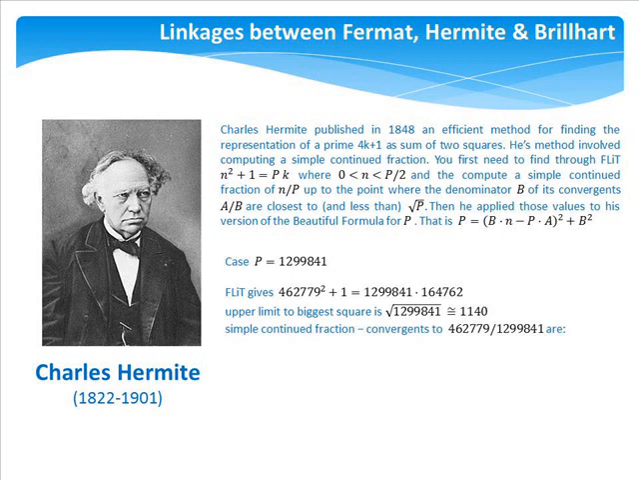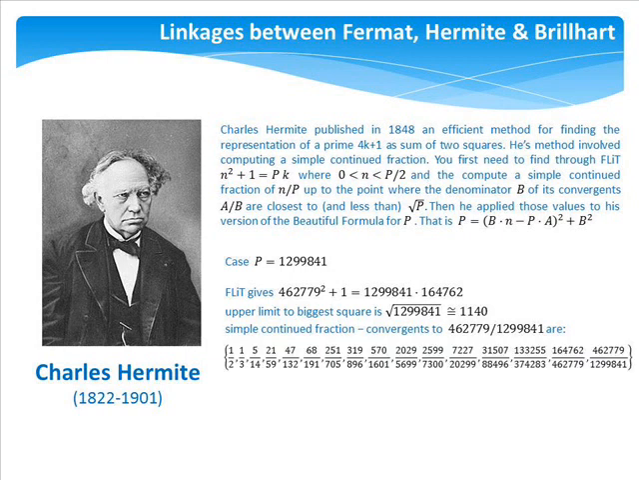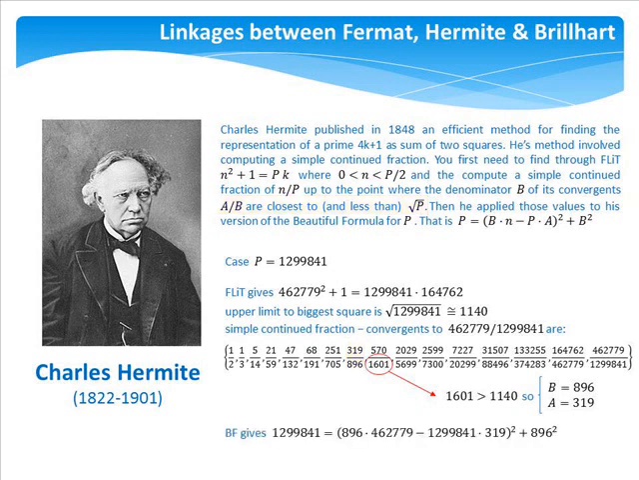So, computing the simple continued fraction of 462,779 over 1,299,841 gives us this list of values. The denominator 1,601 is just above 1,140, so a must be 319 and b 896. Finally, we apply Hermite's version of the beautiful formula, which in fact provides us with a solution.